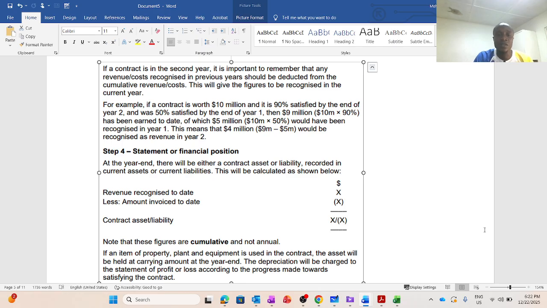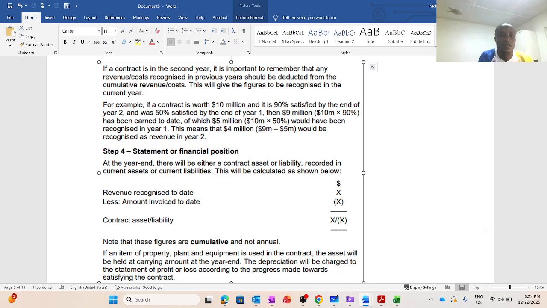The revenue recognized to date, we are going to look at the revenue recognized to date, then we are going to less amount invoiced to date. We are going to look at the cash payment from the customer. Therefore, if the amount recognized to date is greater than the amount invoiced, then it's a contract asset. It means we have provided more construction process than the amount we have received. So that is an asset to the construction company.